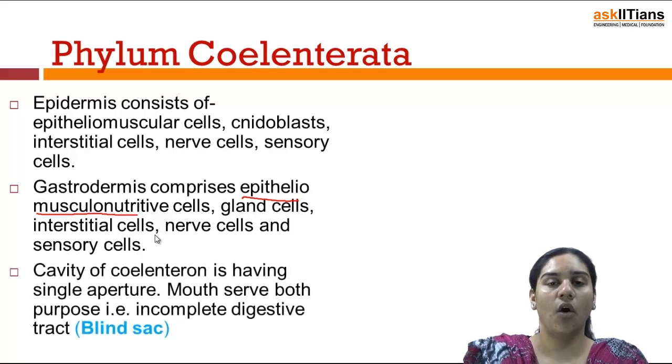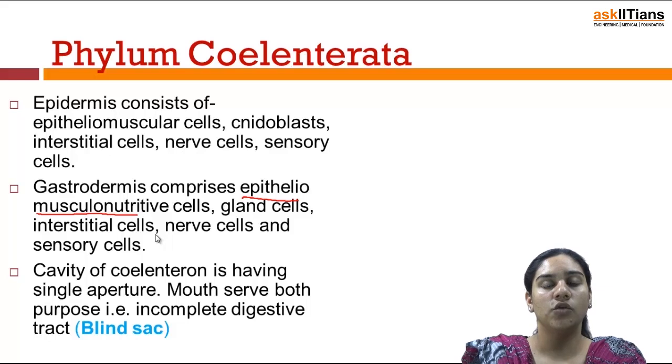The body cavity of the coelenterates is known as the coelenteron. So Coelenterata is named after the presence of this body cavity in these animals. These coelenterates have an incomplete digestive tract, meaning there is only a single opening. They show the blind sac body plan, meaning there is only a single opening which serves the purpose of both ingestion and egestion.